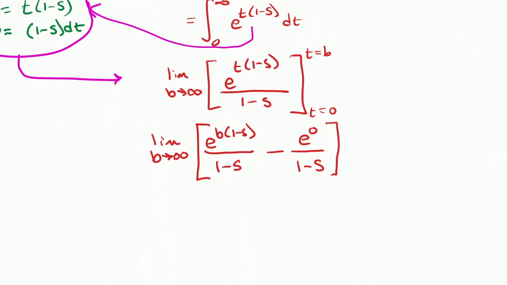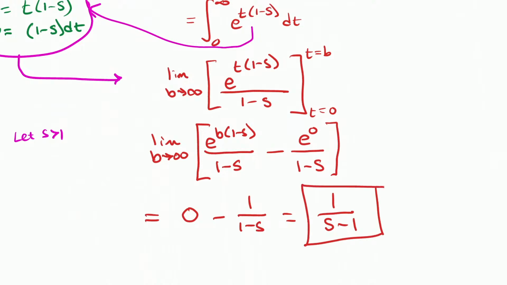maybe if it bothers you, I could say let s be bigger than 1. So as long as s is bigger than 1, we're good, right? Because this limit will be 0, and it'll be the way Matthew did it: 0 minus 1 over 1 minus s, which is equal to 1 over s minus 1. And that is the Laplace transform of e to the t. So anytime there's an issue, you just say, s is big. How big? Well, it's bigger than 1.